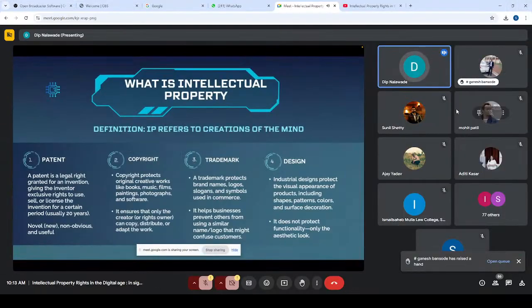There are different aspects, different verticals, which are patents, copyright, trademark, designs. There are geographic indications and many more aspects. But today, let's focus mainly on patents, copyrights, trademark, and industrial designs. So, what is a patent? A patent is a legal right.